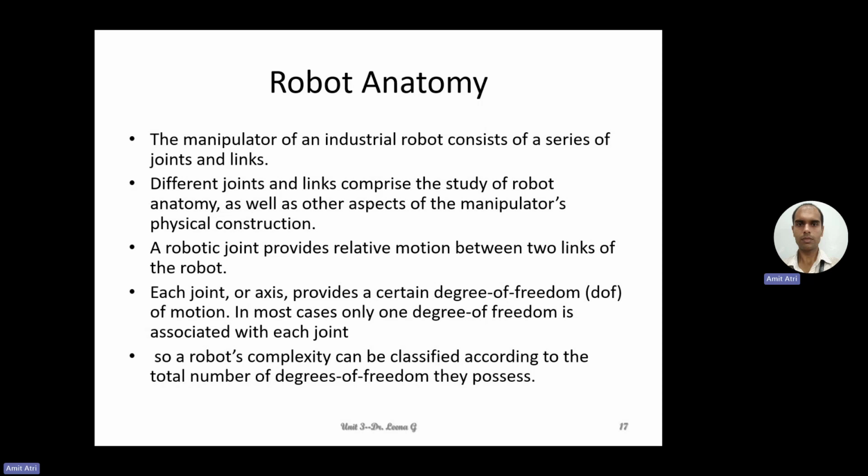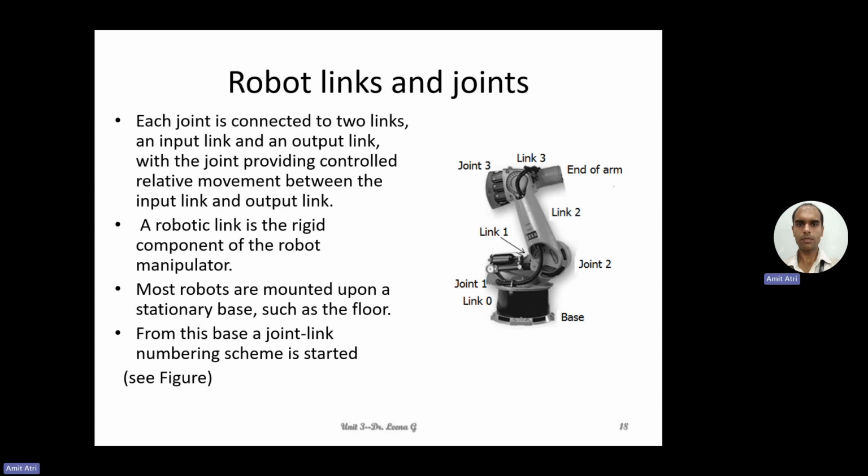physical construction. A robot joint provides relative motion between two links of the robot. Each joint or axis provides a certain degree of freedom of motion. Degree of freedom we covered in the previous topic. Continuing from the same topic, in most cases only one degree of freedom is associated with each joint. So a robot's complexity can be classified according to the total number of degrees of freedom it possesses.